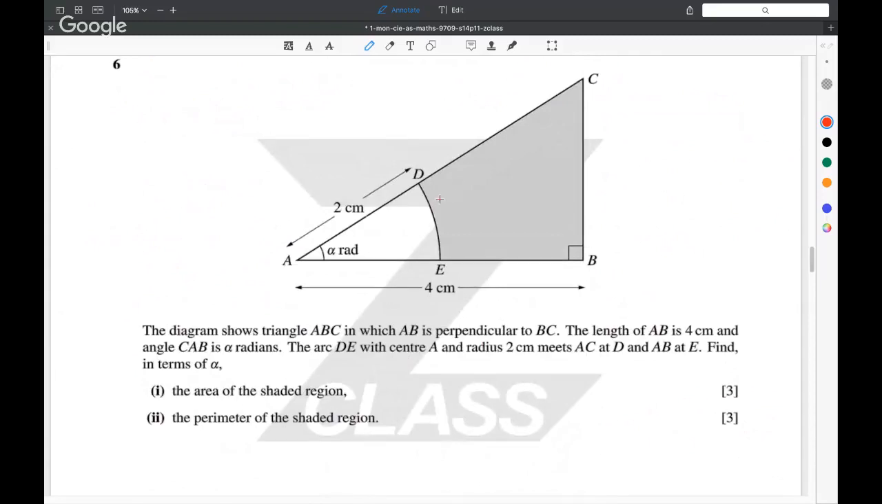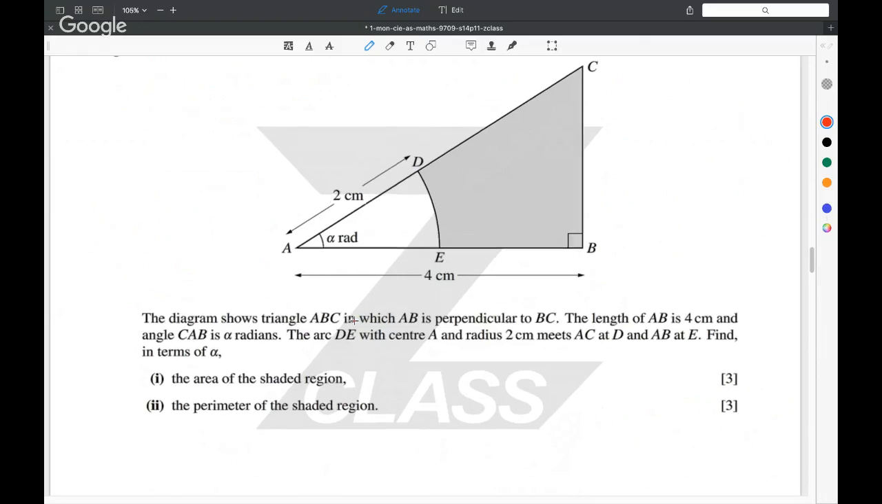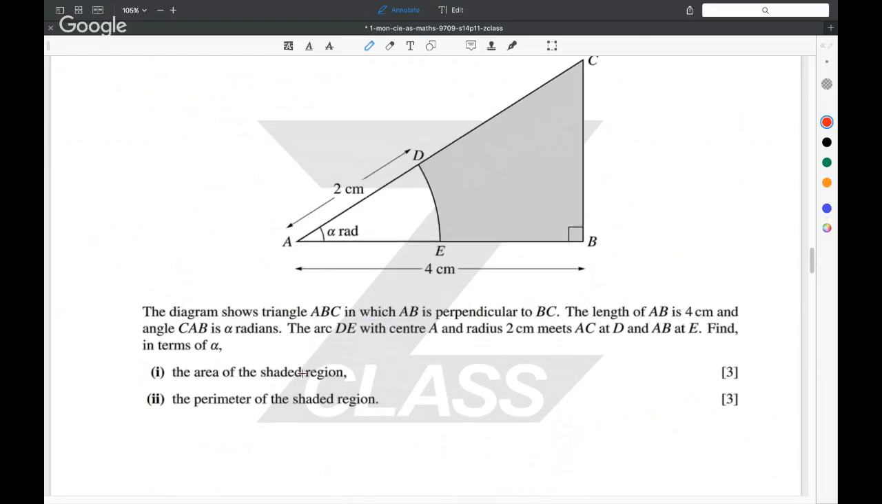So question 6 asks you about a composite geometric object. You have a sector of a circle inside a right angle triangle. The first part is asking for the area of the shaded region. We know that AB has length 4 centimeters, and the angle CAB is alpha radians. Because we know the angle and one side, we can immediately work out the area of the entire triangle.